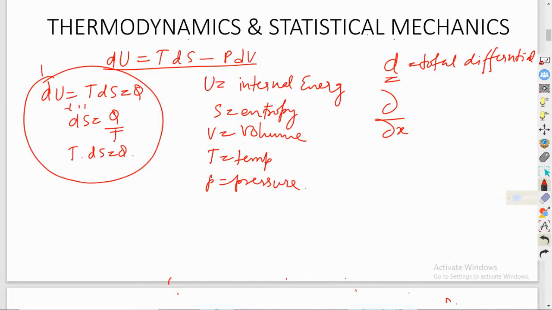Now the second aspect is where the volume is constant. Always remember, for constant volume, and here the entropy is macroscopic.